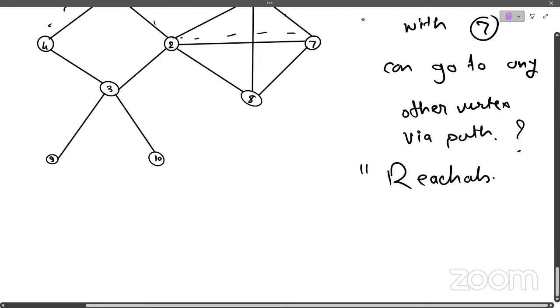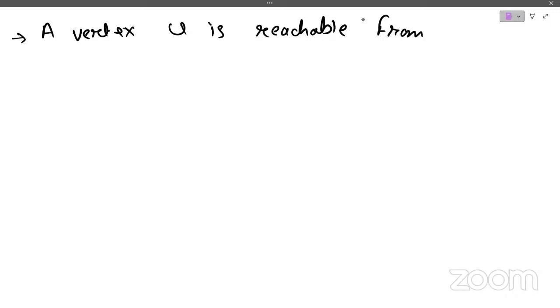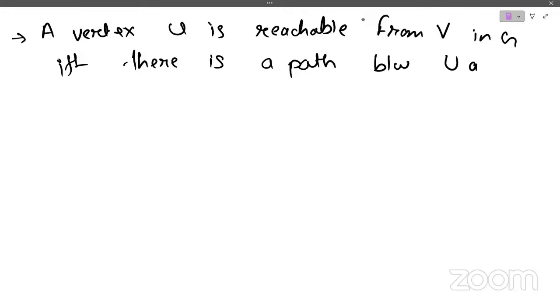That means we are able to move from a vertex in a graph to another vertex in that graph itself. So this is called a reachability question. The precise definition is that a vertex U is reachable from another vertex V in a graph G if and only if there is a path between U and V. So this is known as the reachability question.